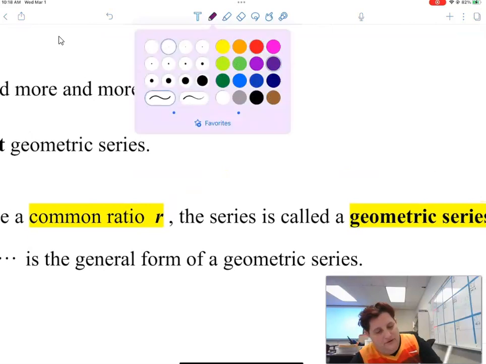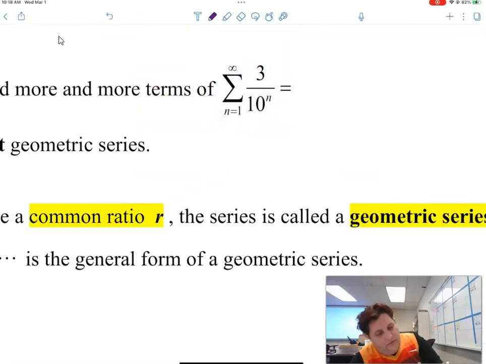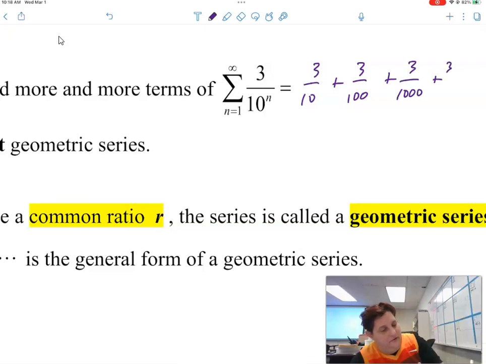Now let's look at this next one. Let's list out a few terms. When n equals 1, it would be 3/10. When n equals 2, it would be 3/100. When n equals 3, it would be 3/1000. When n equals 4, it would be 3/10,000.